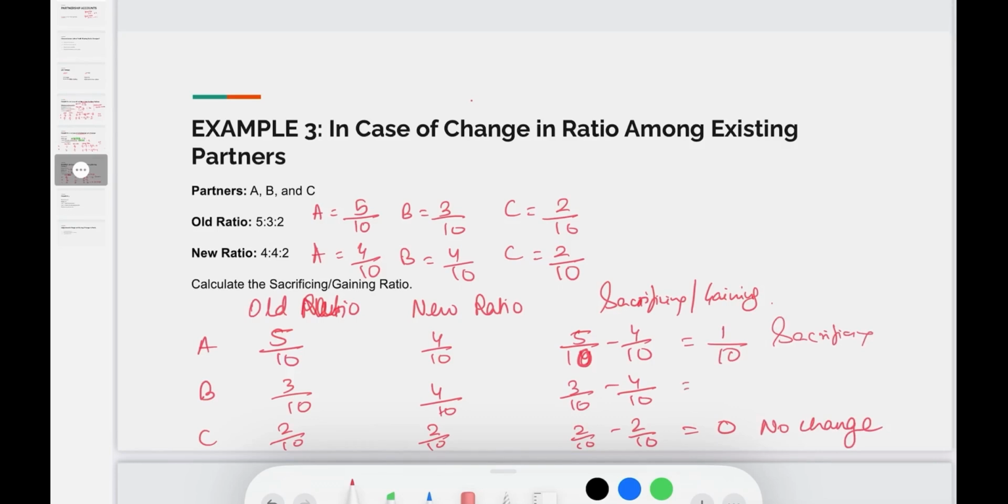For B, we have minus 1 by 10. That means this partner is gaining. Partner B has a new ratio more than the old ratio. That means that partner has gained the share.